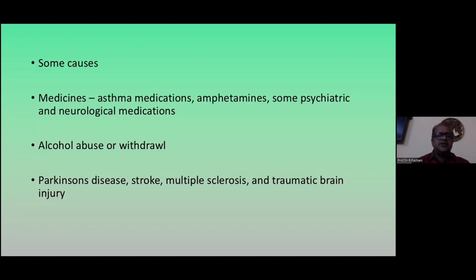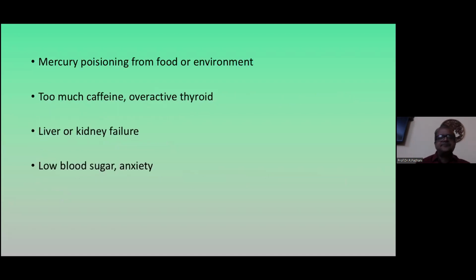Then the secondary causes are Parkinson's disease, stroke, multiple sclerosis, and traumatic brain injury. Further, we have to examine the patient neurologically overall to find out whether the patient has any additional neurological signs in addition to the tremor. Mercury poisoning from food and environment. We have to ask what the job of the person is, whether he has any industrial exposure to toxins, what kind of food he eats. All those things are very important to find out the toxic element playing a role in the manifestation of the tremor. And what about caffeine?